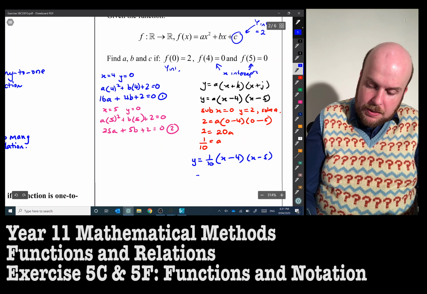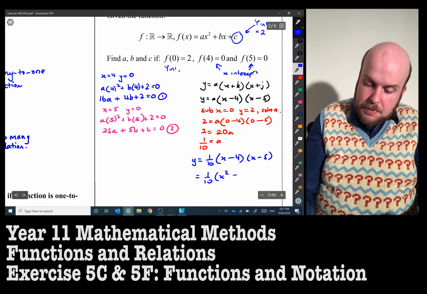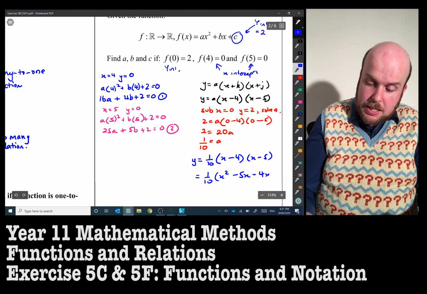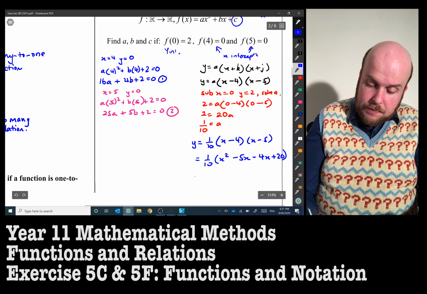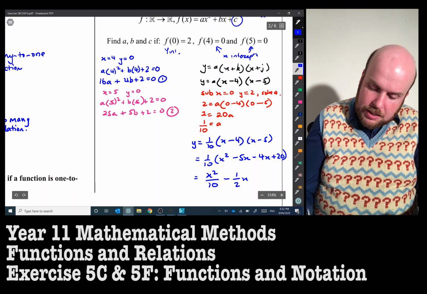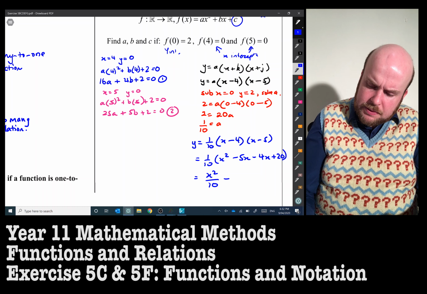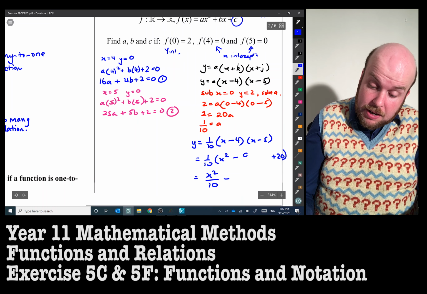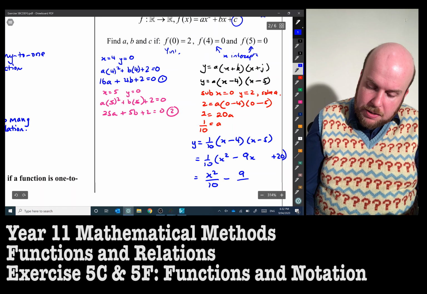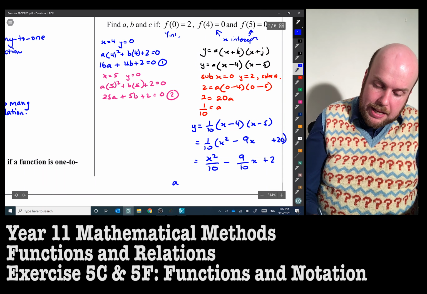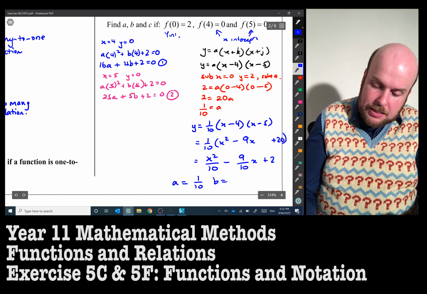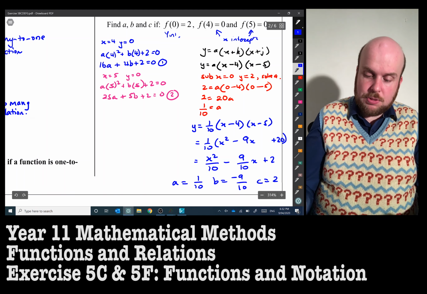So this is going to be x squared minus 5x minus 4x plus 20, so x squared on 10 minus, let's actually simplify that, shall we? We've got negative 5x minus 4x, which would make that negative 9x. So that'll be 9 on 10 x plus 2. So a is equal to 1/10, b is equal to negative 9/10, and c is equal to 2.